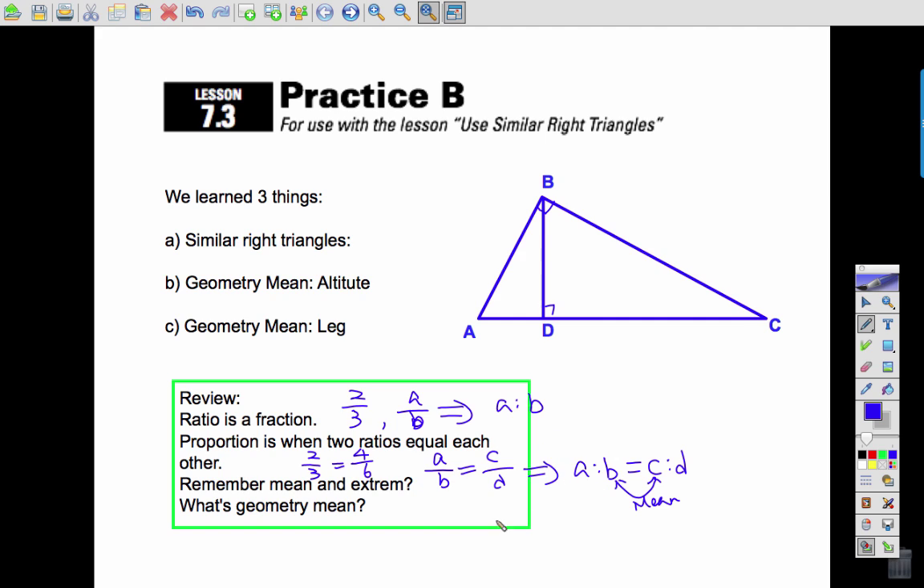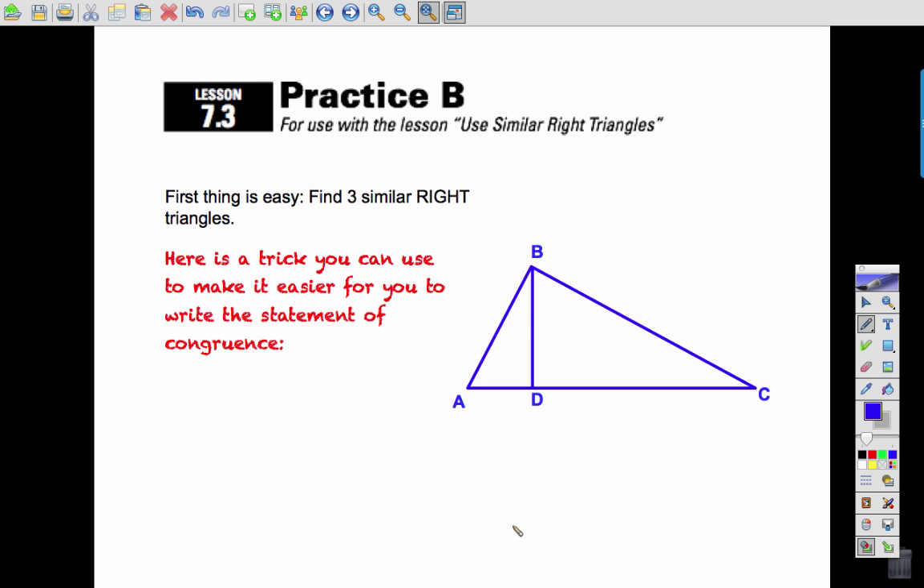Remember, the ones in the middle are what we call the means, and the ones on the sides are the extremes, right? Now, there is a special proportion that makes life a lot easier, which is when the mean is being repeated. So A over B equals B over C. You notice that B gets repeated, so we call B the geometric mean. That's what geometric mean means. A and C are still the extremes. So that's a quick review.